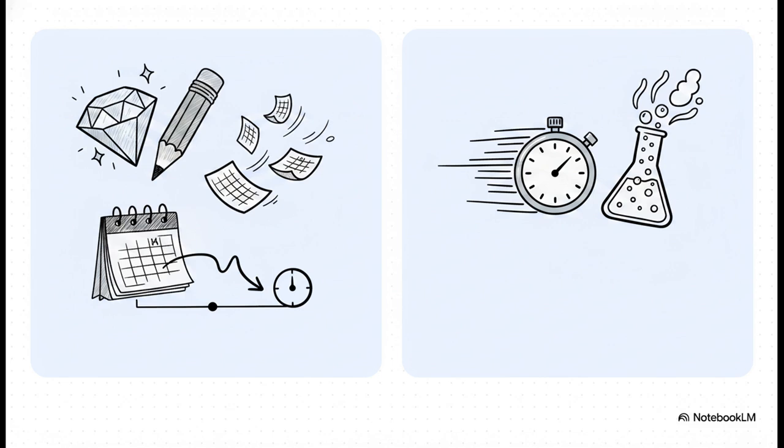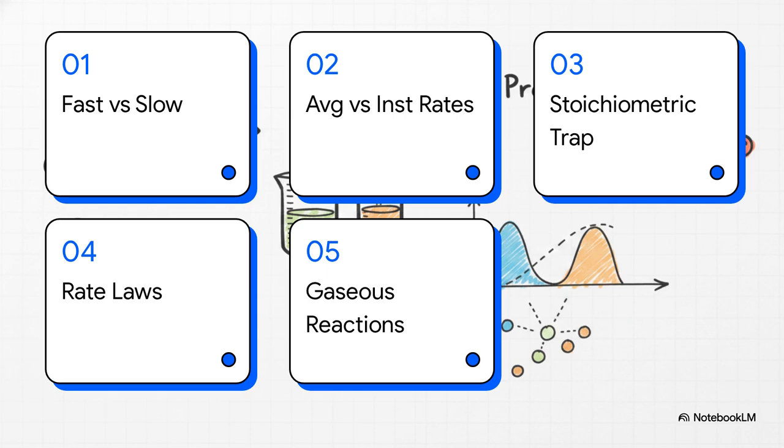Why? Well, because while thermodynamics says it can happen, chemical kinetics tells us the speed of the reaction. And for diamonds, the conversion rate is so incredibly, imperceptibly slow that most people think diamonds are forever. Kinetics is the study of that reaction rate and the specific conditions that control it. So here's our roadmap for today. We're going to cover fast versus slow reactions, contrast average with instantaneous rates, navigate what I call the stoichiometric trap, decipher rate laws, and then we'll finish strong with gaseous reactions.